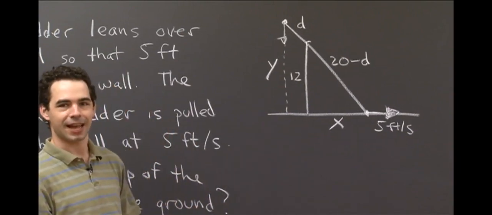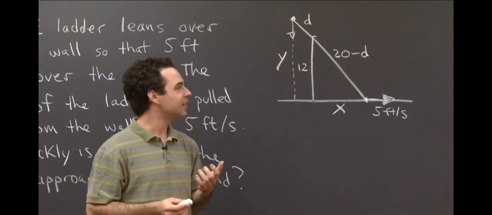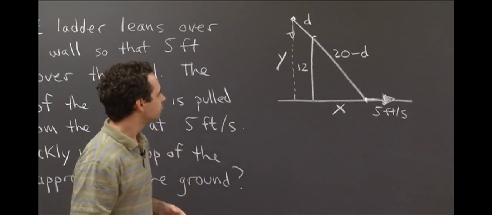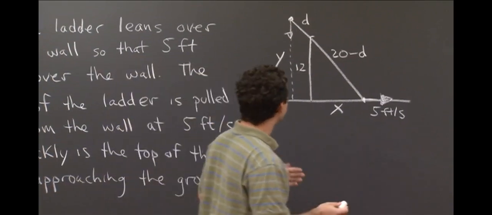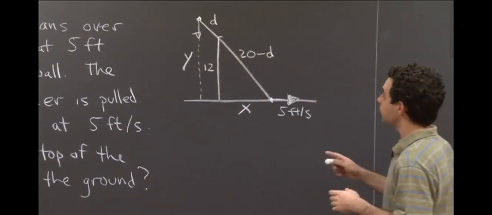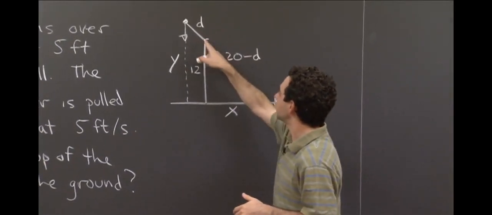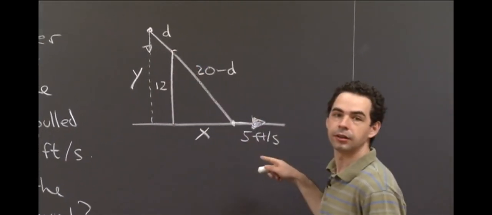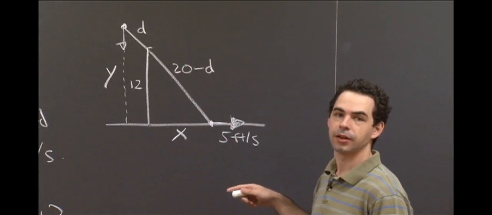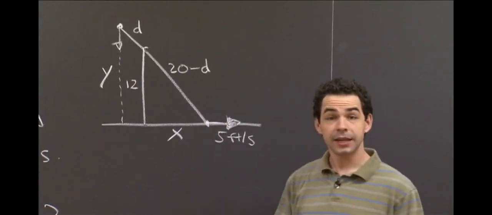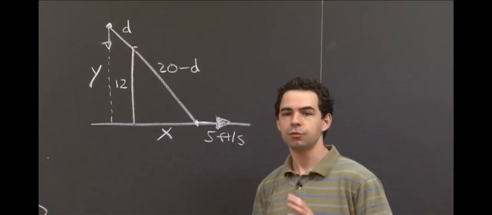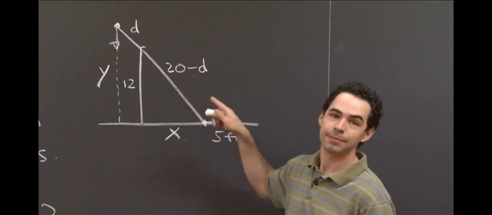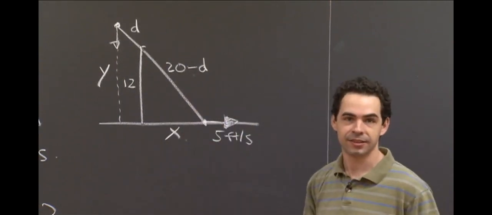So that's just the setup, the first thing that has to happen. Now, after we've set up, we need to figure out what the relationships between these different variables are. Let's see what we've got. One thing we've got is a right triangle here. The wall and the ground and the ladder, those three segments form a right triangle. So we can apply the Pythagorean theorem here. That's going to give us a relationship between x and 20 minus d. So that'll give us a relationship between x and d.